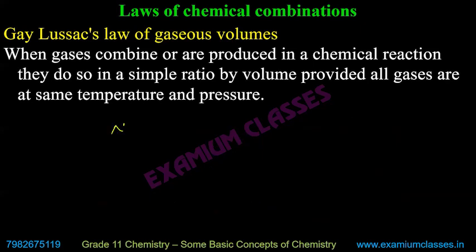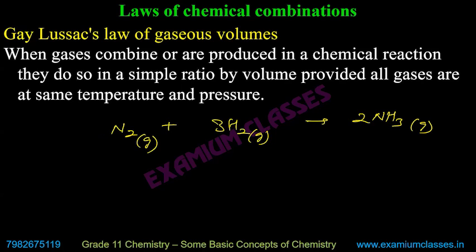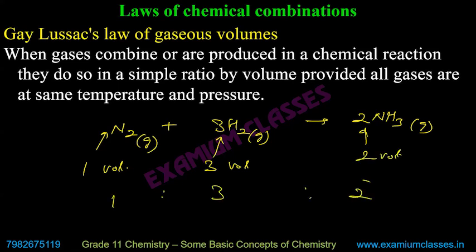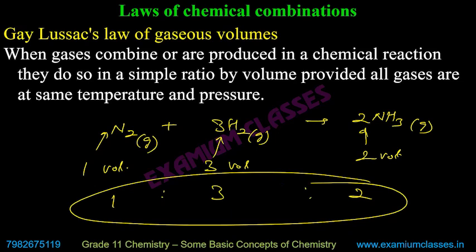Similarly, if you have N2 plus 3H2 gases, they give you 2NH3 gas, ammonia gas. It is one volume, three volumes, two volumes. So 1:3:2. Again, a simple whole ratio, nothing decimal like that. That is Gay-Lussac's law of gaseous volume.